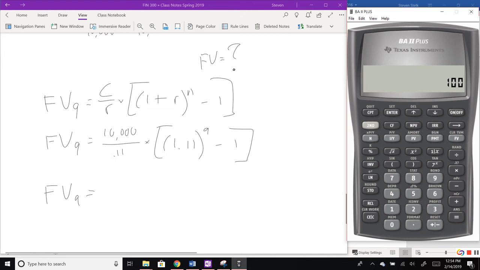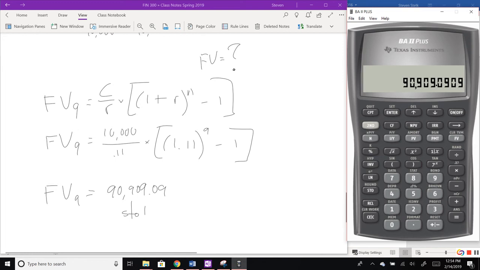We start out with 10,000 divided by 0.11 equals 90,909.09. I'm going to use the memory function on my calculator and store that value on the number 1 key. If you're using the BA II Plus, you hit the STO key, just to the left of the number 4, and then choose a number key to store the value on. I'm going to store it on 1.